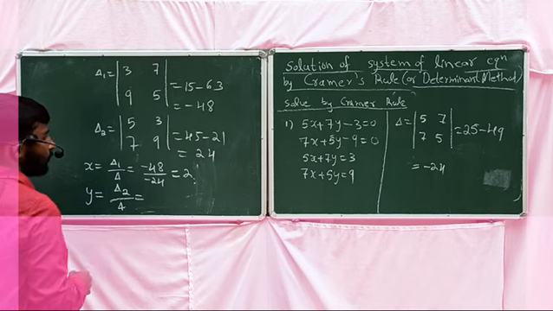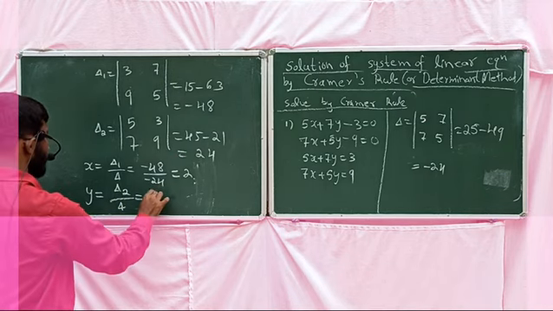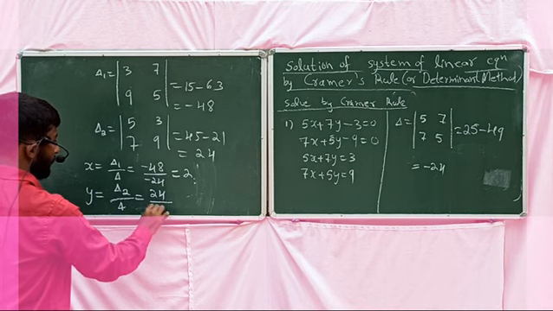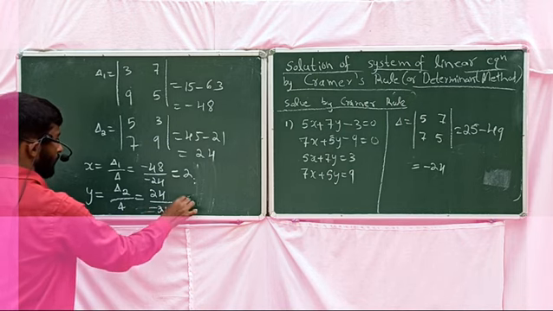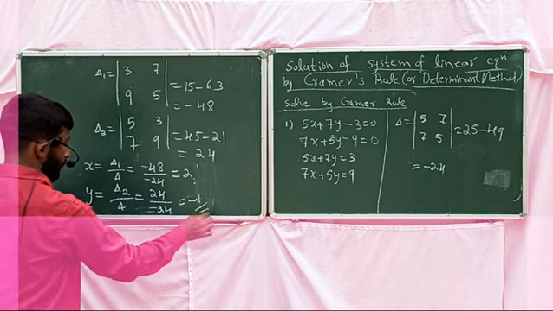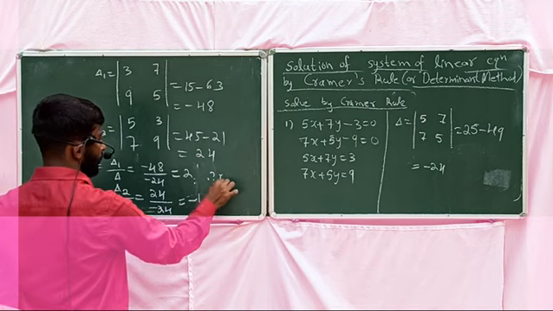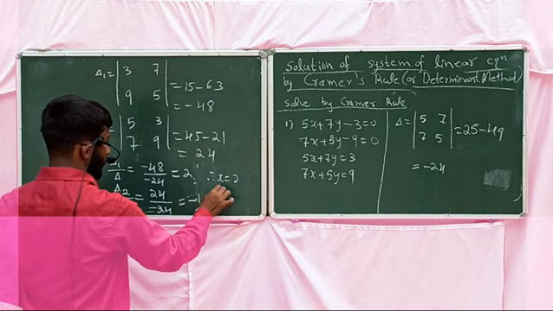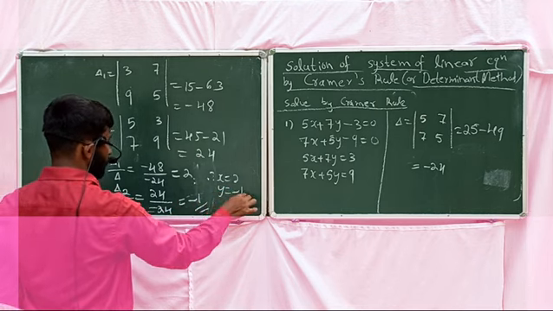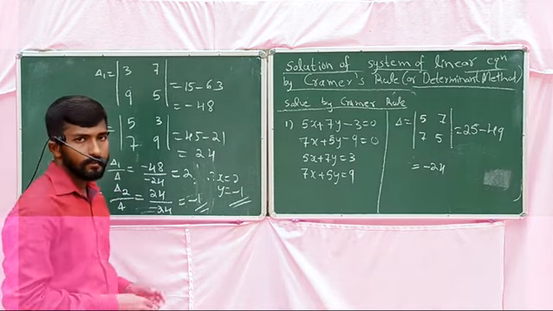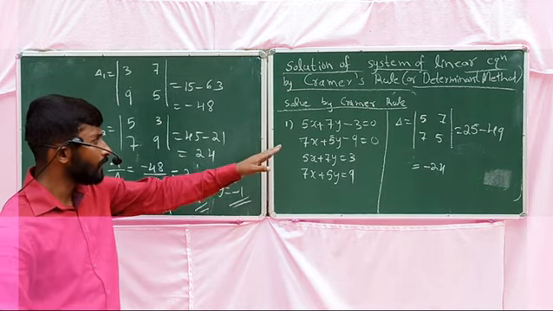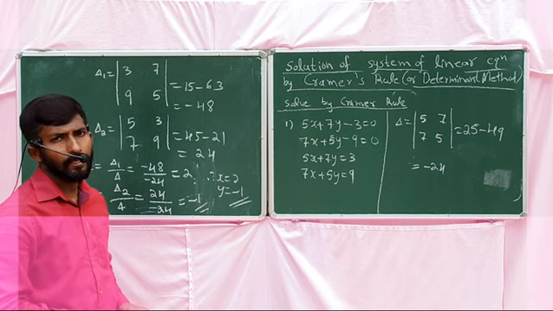What is delta 2 value? Delta 2 value is 24 by delta value is minus 24. Its value is equal to minus 1. Therefore, x value is equal to 2 and y value is equal to minus 1. Okay. This is the solution for the given system of linear equations.